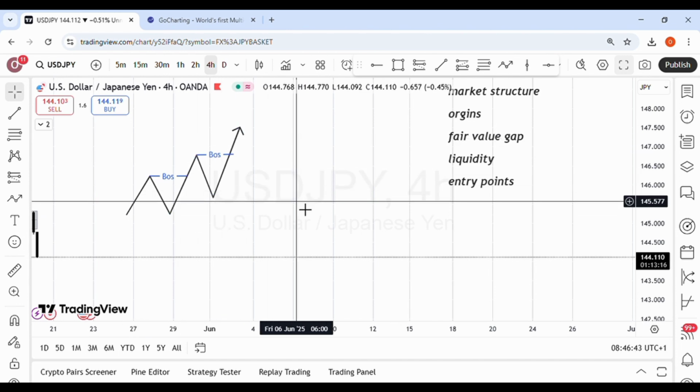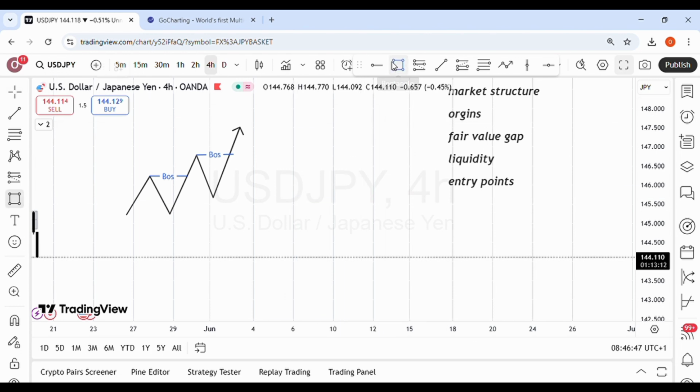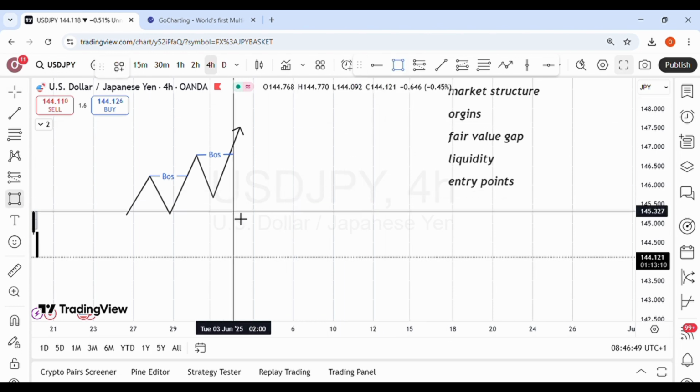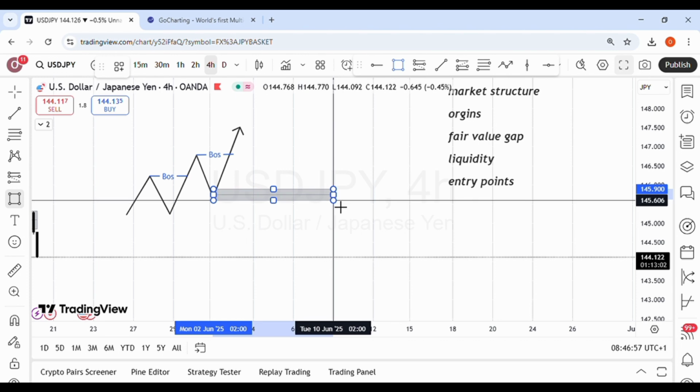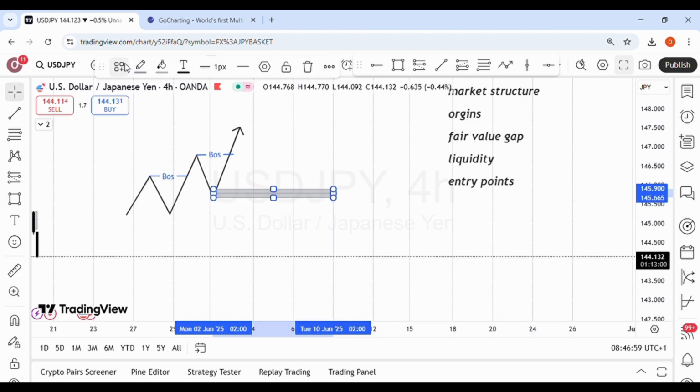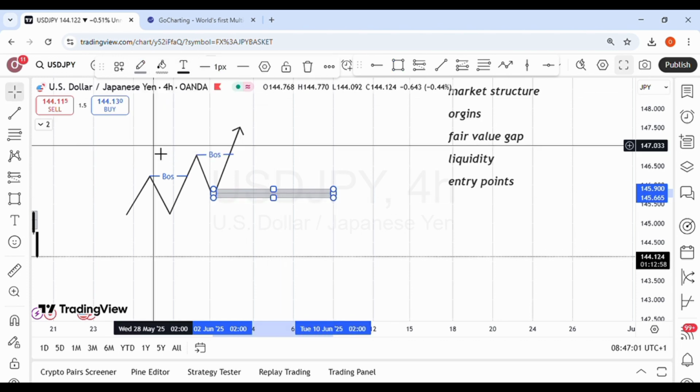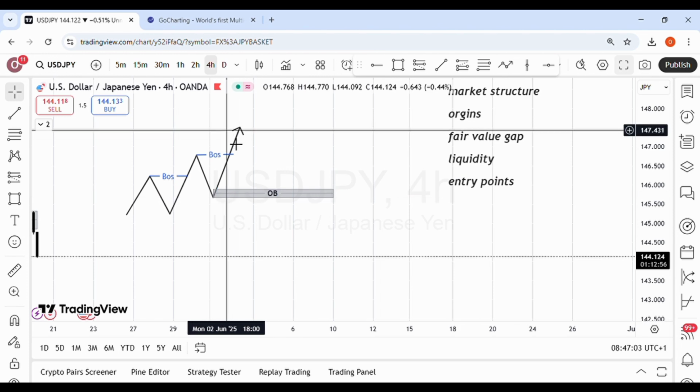Now, the second step is to mark out the origin that caused that break of structure, which is also known as our order block. Order block, the last consolidation. You understand? So this is our origin here. This is the origin that caused this break of structure.